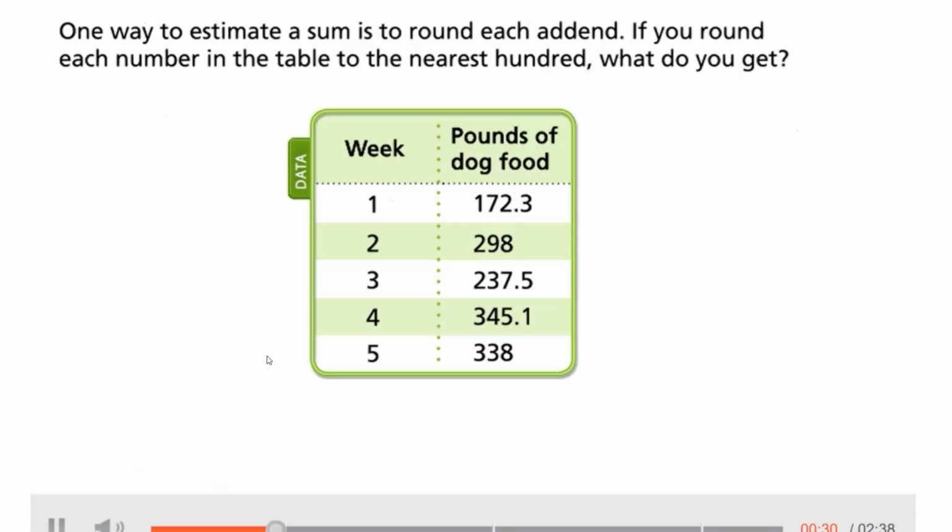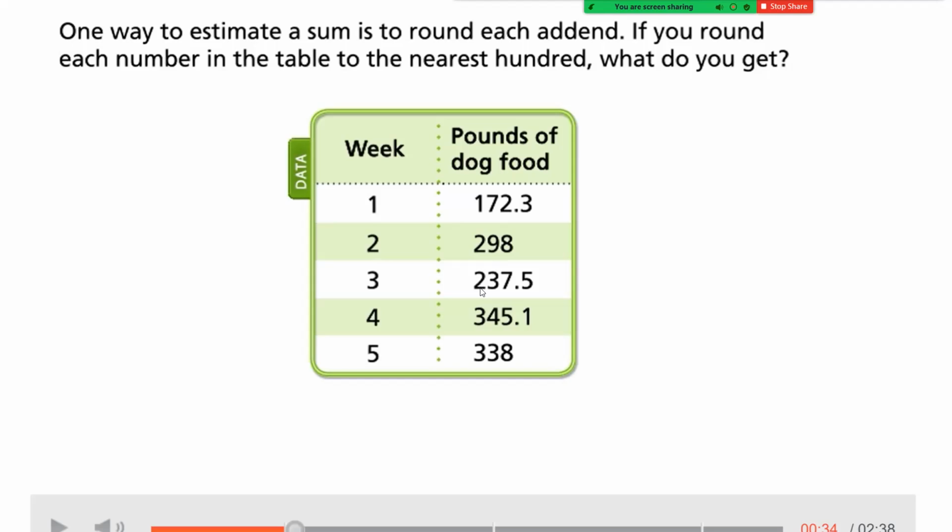If you round each number in the table to the nearest hundred, what do you get? Now for rounding every single one of these to the nearest hundred, we're going to take a look. So the hundreds place is going to be our rounding place, and then we're going to look over at the tenths place to decide. So week 1 would round up to 200 pounds. Week 2, we have a 2 here, and then we're going to look over at the 9. That'll round up to 300 pounds.